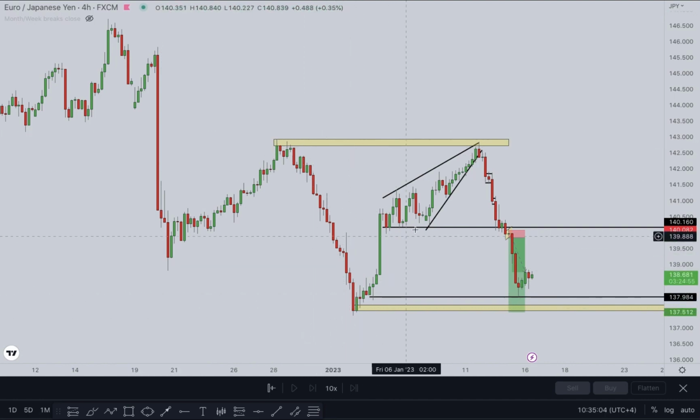This was a very deep pullback because you can see price pulled back to the previous highs. And then you can see how price pulled back to the high. This is very corrective, right?